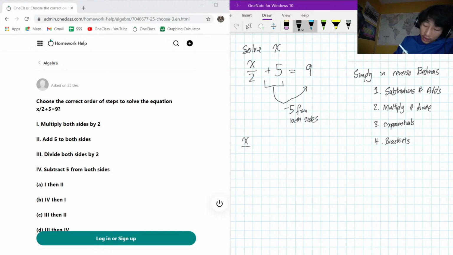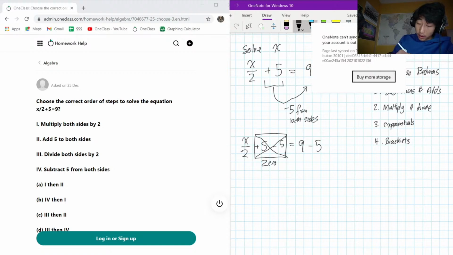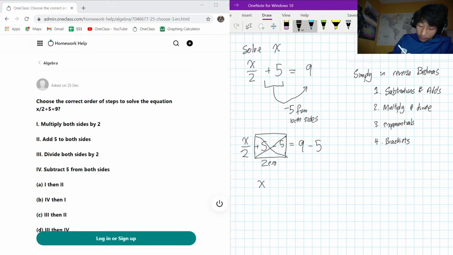So we'll have a situation like this. X divided by 2 plus 5 minus 5 is equal to 9 minus 5. Now you see, when we have plus 5 and minus 5, that is going to be 0. So we can put this in a box and put that box in the trash because we don't need that anymore. Okay, so we really have x over 2 is equal to 9 minus 5, and I know 9 minus 5 is equal to 4.